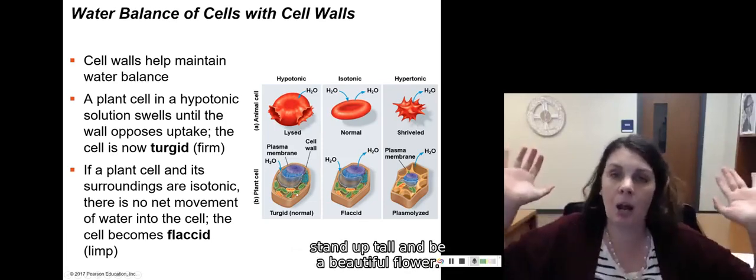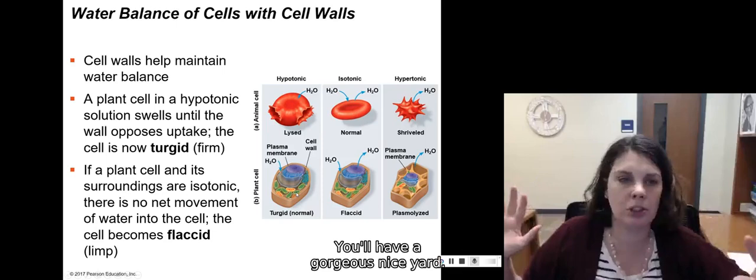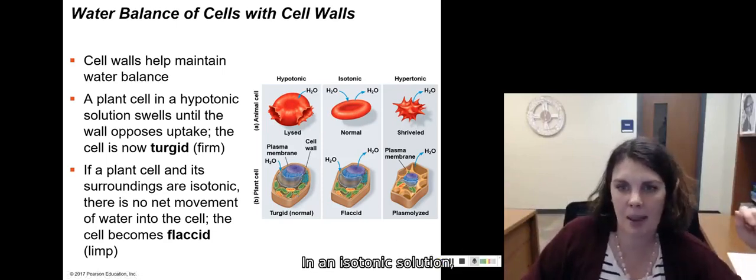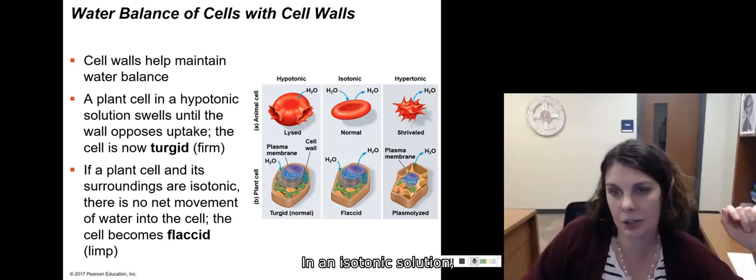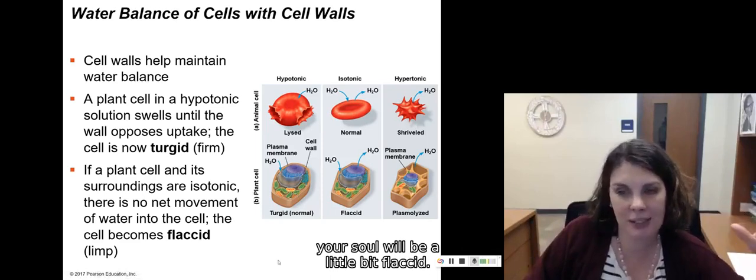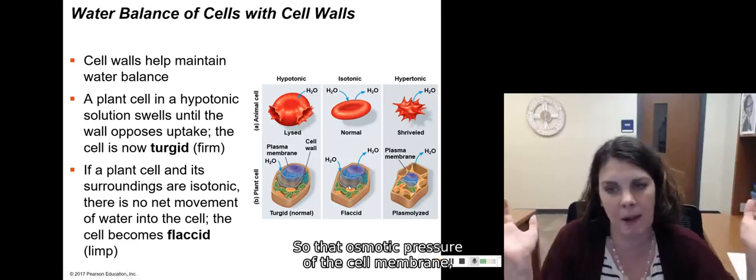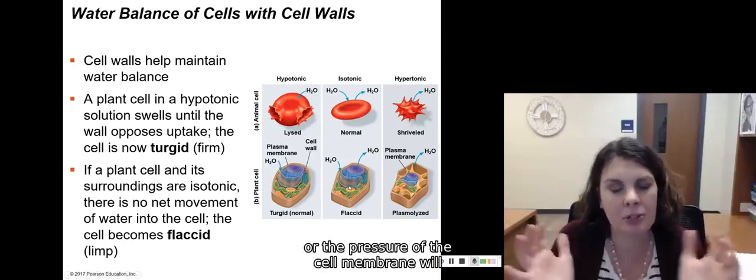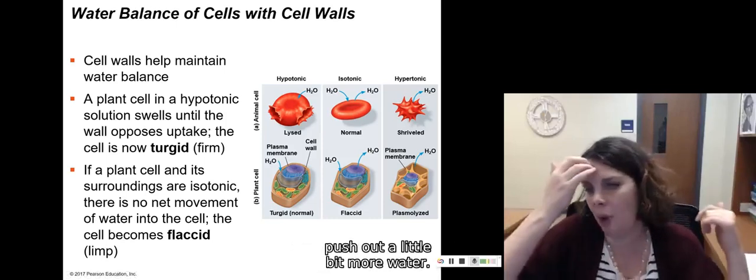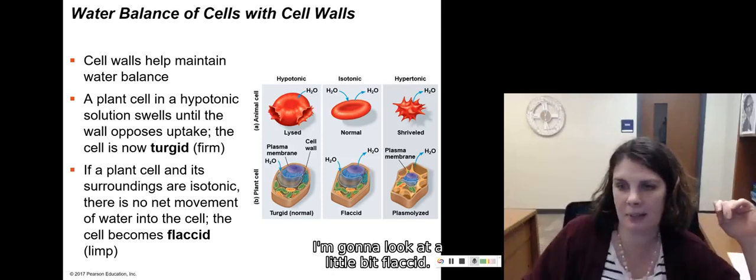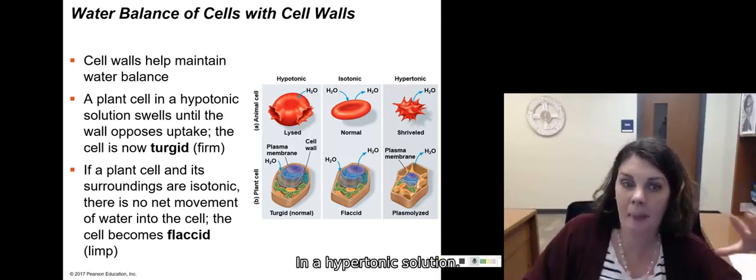It'll take up that water and stand up tall and be a beautiful flower. You'll have a gorgeous, nice yard. In an isotonic solution, your cell will be a little bit flaccid. So that osmotic pressure of the cell membrane, or the pressure of the cell membrane, will push out a little bit more water. And it'll get a little bit flaccid.